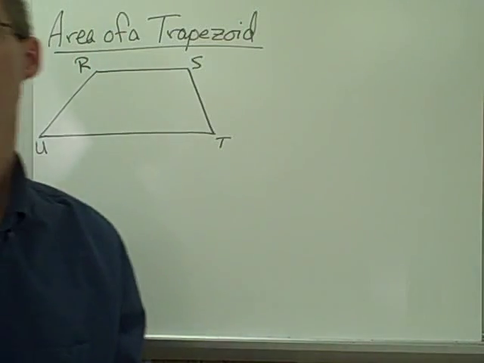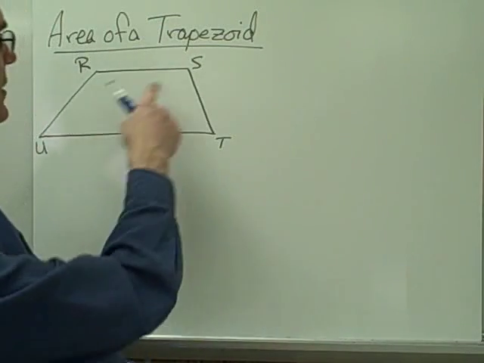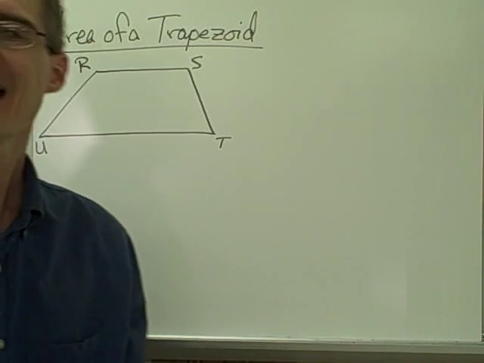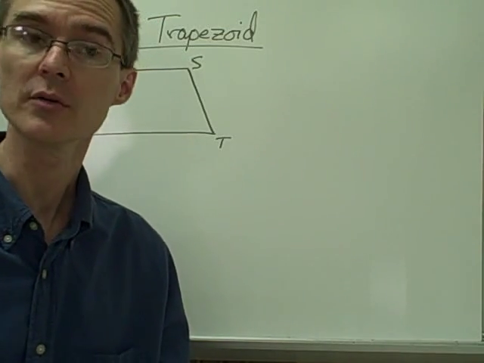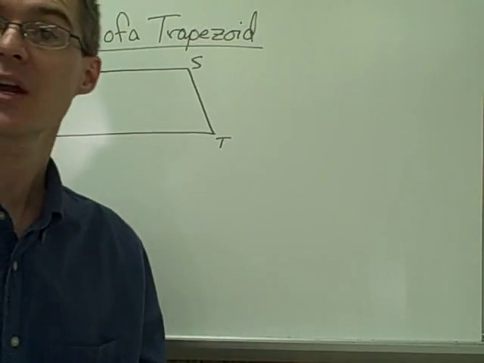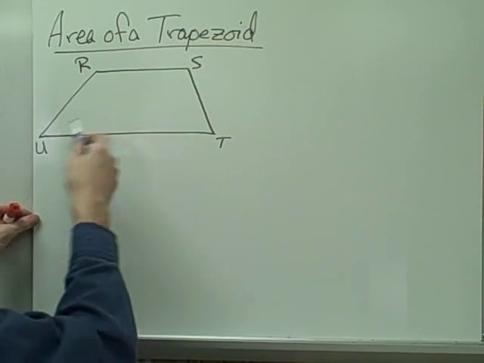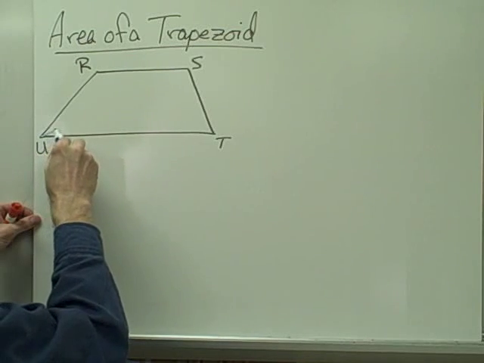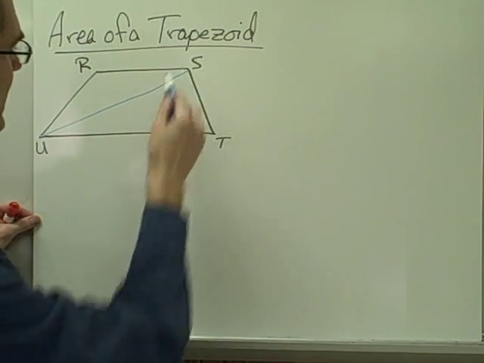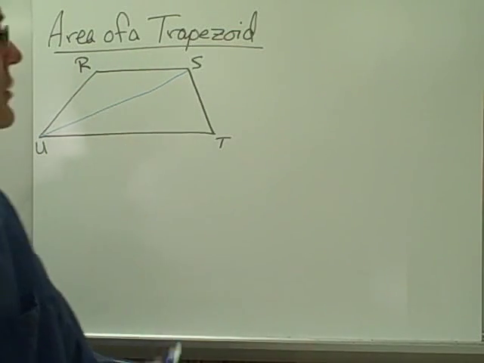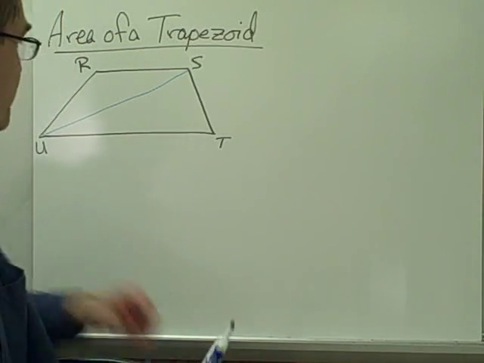Okay, so the area of a trapezoid. What I want to do is I'm going to take this trapezoid and I'm going to divide it into two triangles, and then I'm going to use what I know about the areas of triangles to come up with the area of the trapezoid. So let me draw this line here that cuts my trapezoid into two triangles.